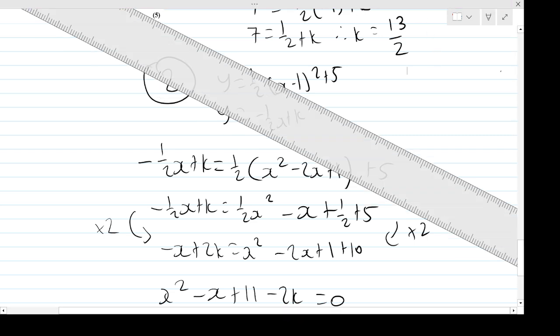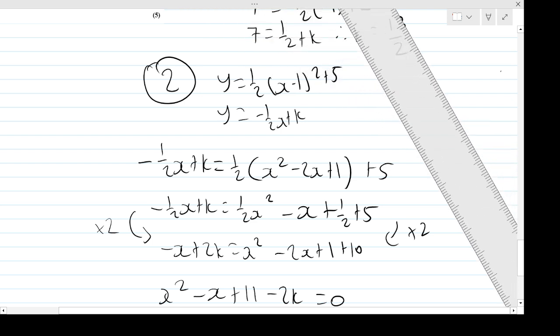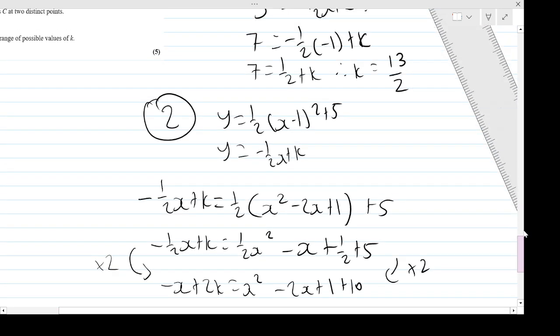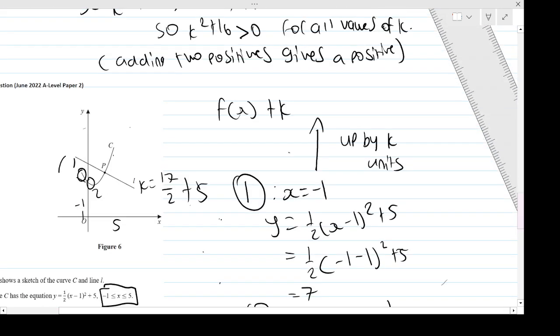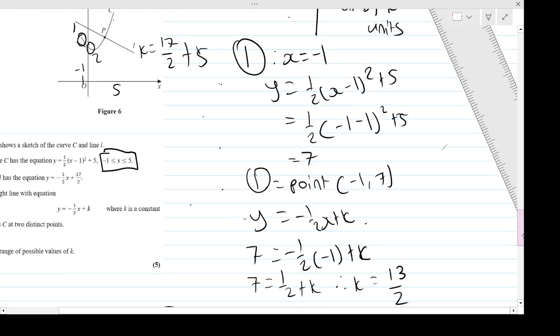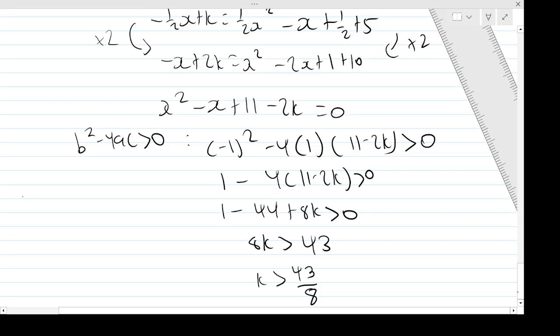So actually, this gives us two different points at k. So k then is between those point 2 and point 1, right? Between those 2 points on the graph here again, point 1 and point 2. That's when the curve and the line cross twice. So that means the k we're interested in has to be between 13 over 2 and 43 over 8. Those are the two values of k at points 1 and 2.